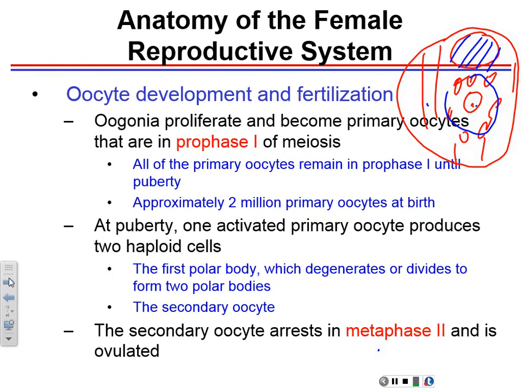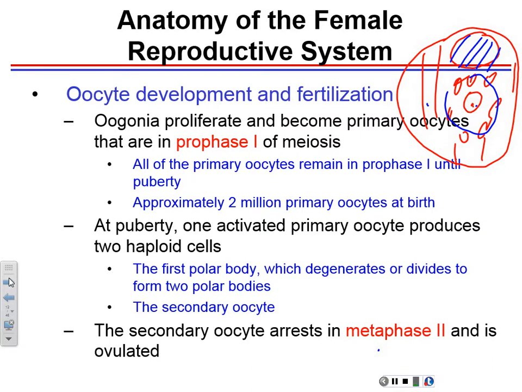And again, the polar body could divide if it wants, but the egg cell has all the goodies, right? In the male, we saw that one spermatocyte can produce 4 sperm. But in the female, the other 3 cells are polar bodies, and all the cytoplasm and all the organelles go to the egg cell. Can you imagine why that is?